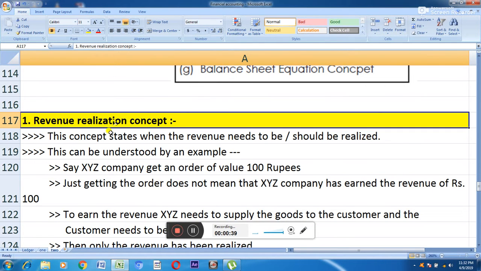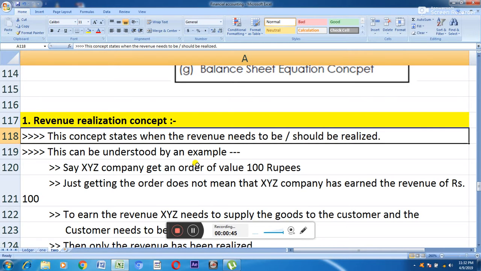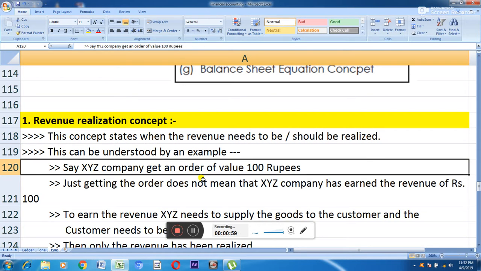First, revenue realization concept. What is revenue realization concept? This concept states when to realize the revenue. So if you understand this with an example, say XYZ is a company which is getting an order of value 100 rupees.